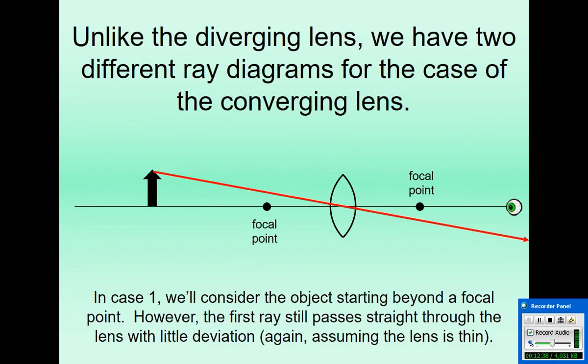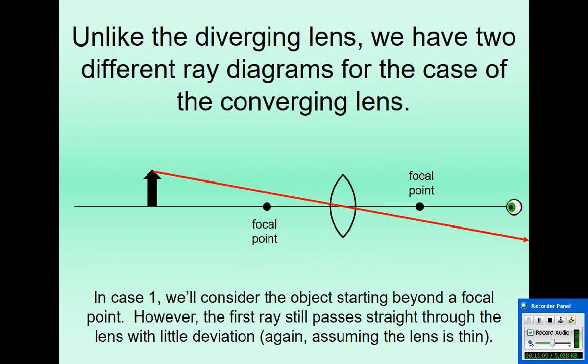It's a little bit more interesting with the converging lens. The converging lens has two cases, one for when the object is inside the focal point and one for when the object is beyond the focal point relative to the lens. We'll start with the situation where it's beyond the focal point. And again, we're going to assume, despite appearances to the contrary, that the lens is extremely thin, and so a ray passing through the center of the lens is virtually undeflected.